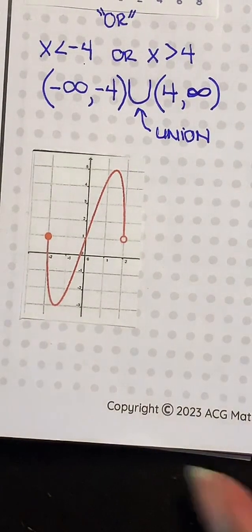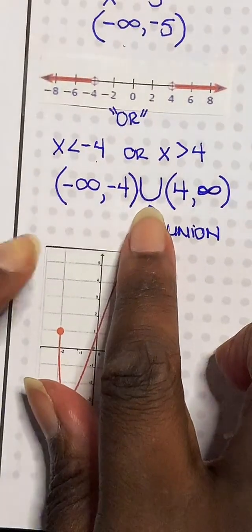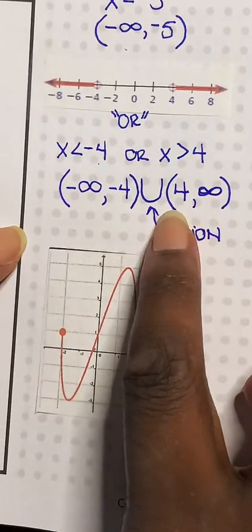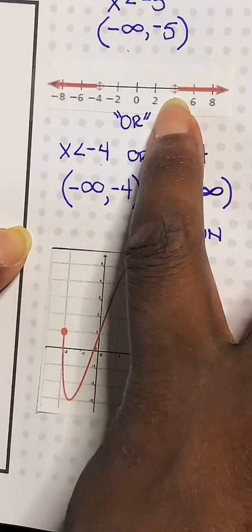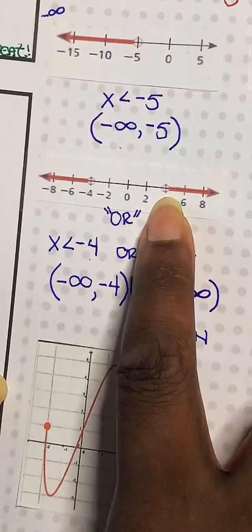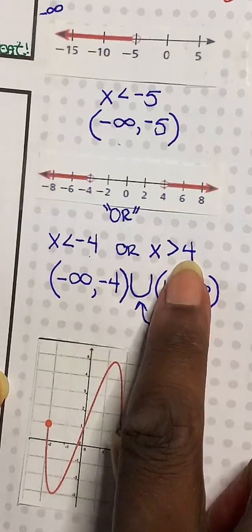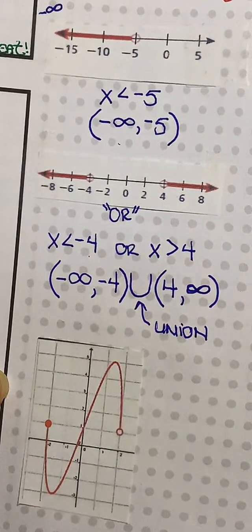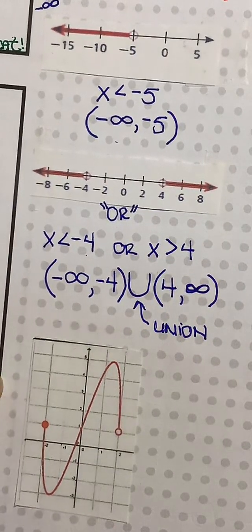So the U is representing union. So it's basically we're putting them together. The reason why this is a parenthesis is because we're not including the 4 for this first inequality. Okay. All right. Awesome.